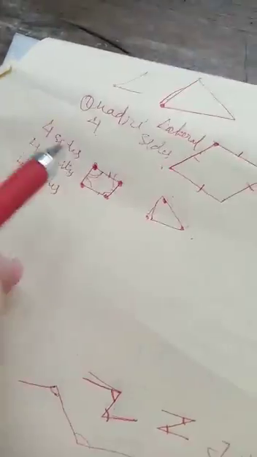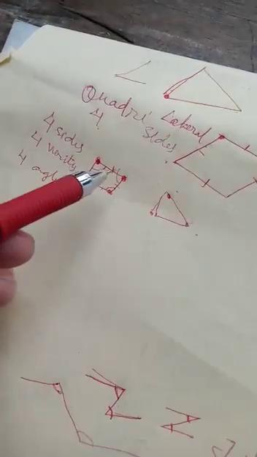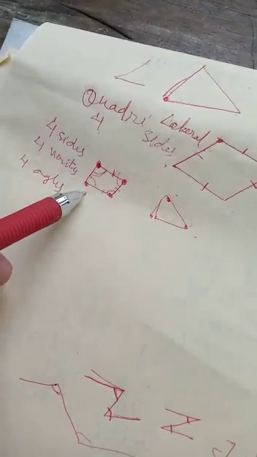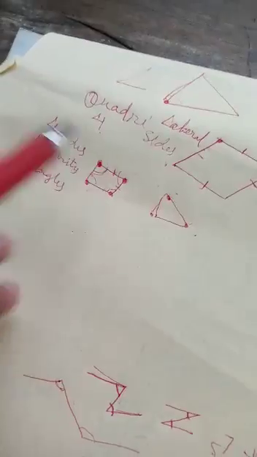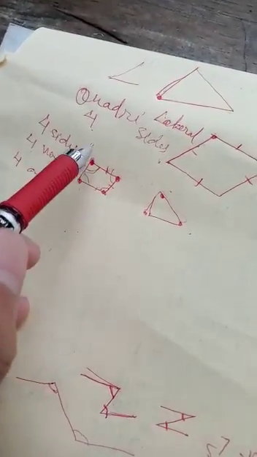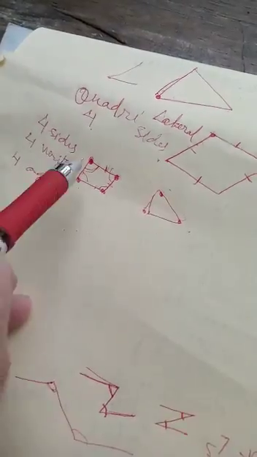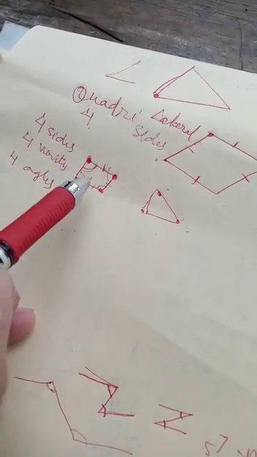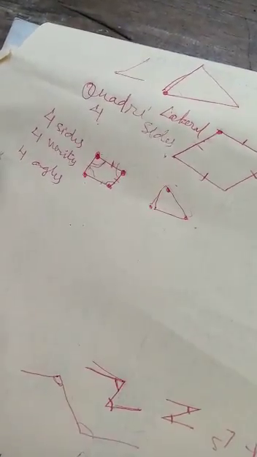Okay, so any plane figure, remember it is plane which is flat, 2D. 2D means it has only length and breadth. Okay, any plane flat closed figure made by joining 4 lines or 4 non-collinear points in a plane, that figure we call a quadrilateral. So remember it has 4 sides, 4 vertices, 4 angles.